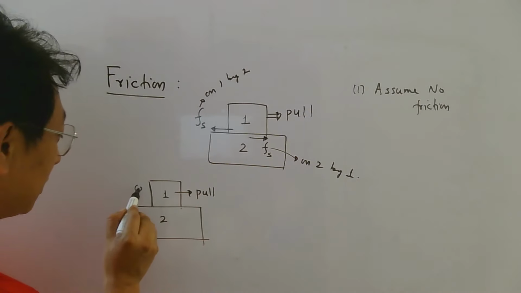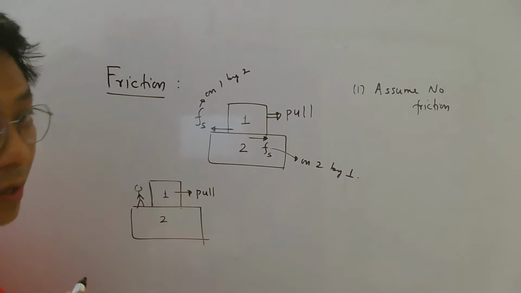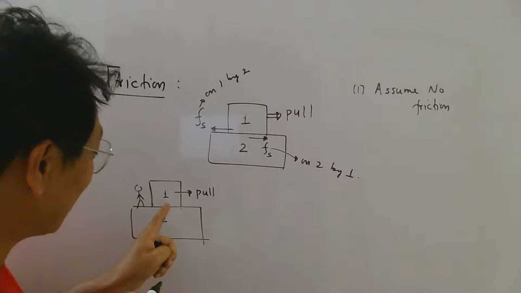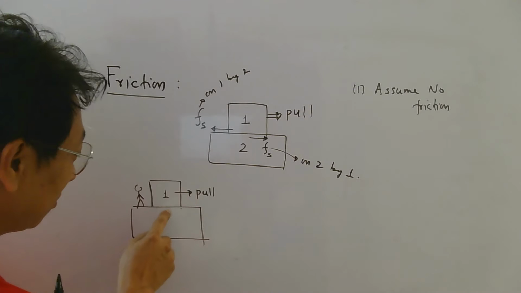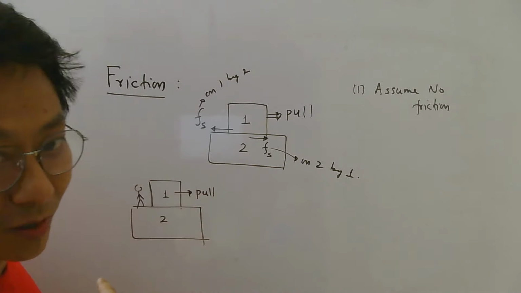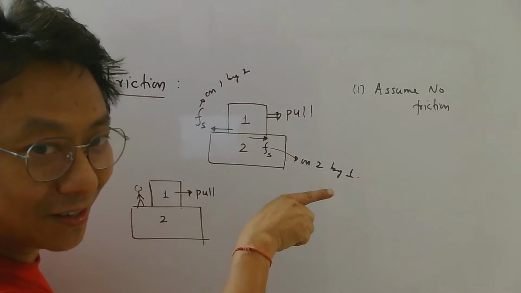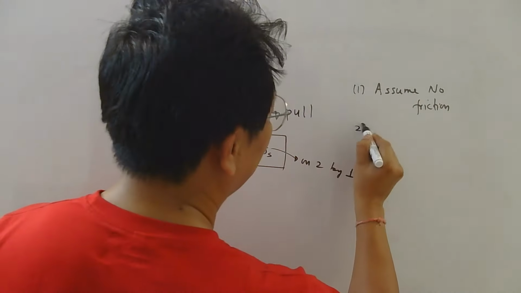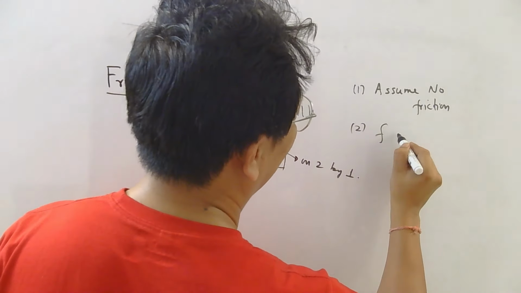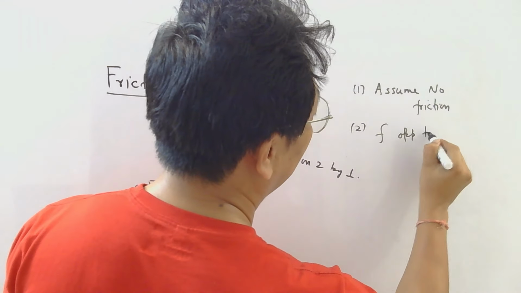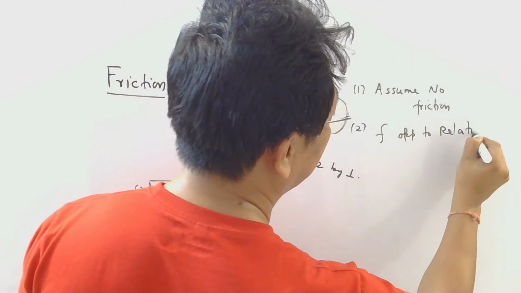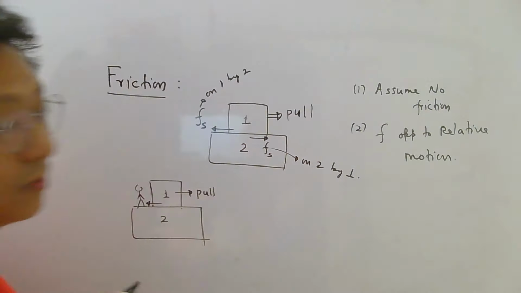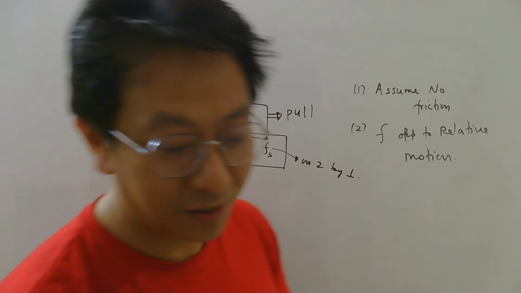Then what you do, sit in 2 and see where will you see 1 moving if there was no friction. So if there was no friction, obviously due to this pull, you will see 1 going that side. So friction on 1 will be opposite to that. So friction will act opposite to relative motion.